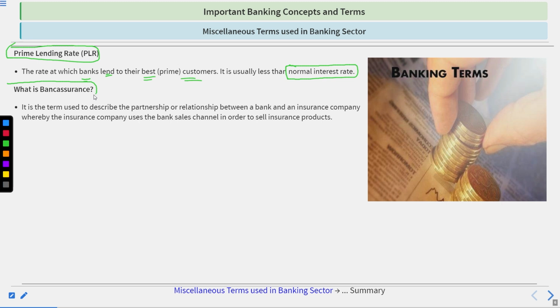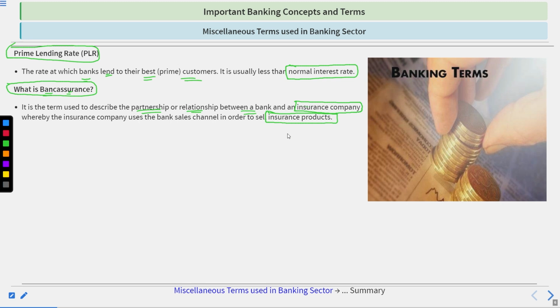Then, what is bank assurance? What do you mean by this? It is the term used to describe the partnership or relationship between a bank and an insurance company. Like, various times you have received a call from bank customer services, and you generally got encouraged by them to buy some insurance products.